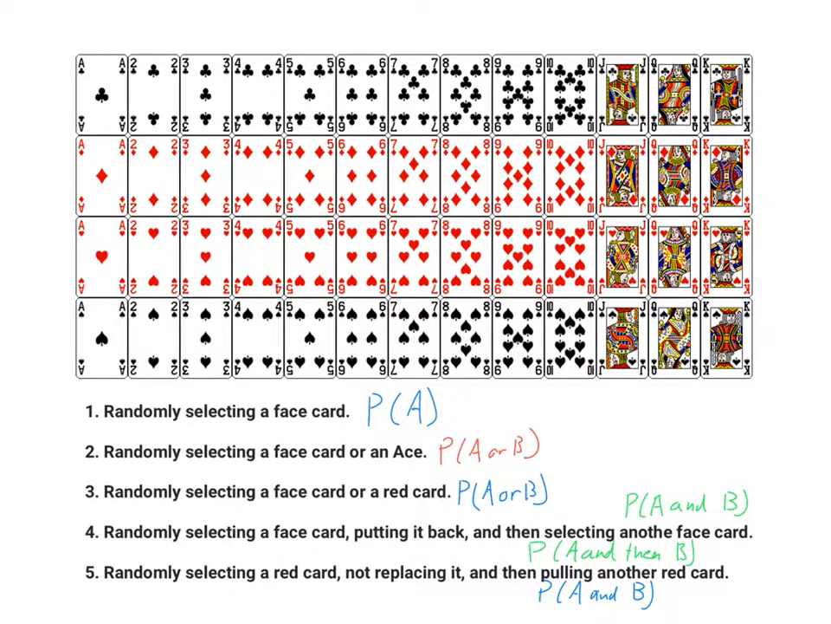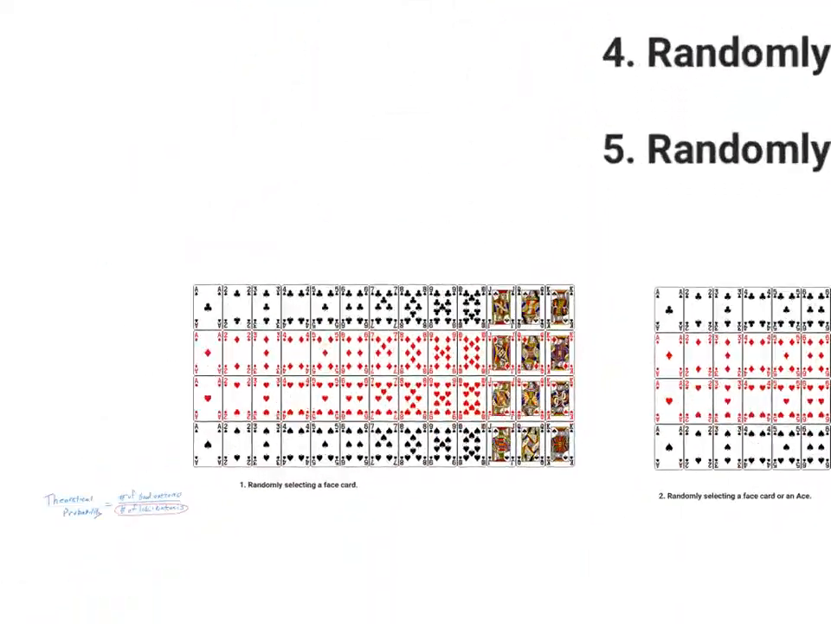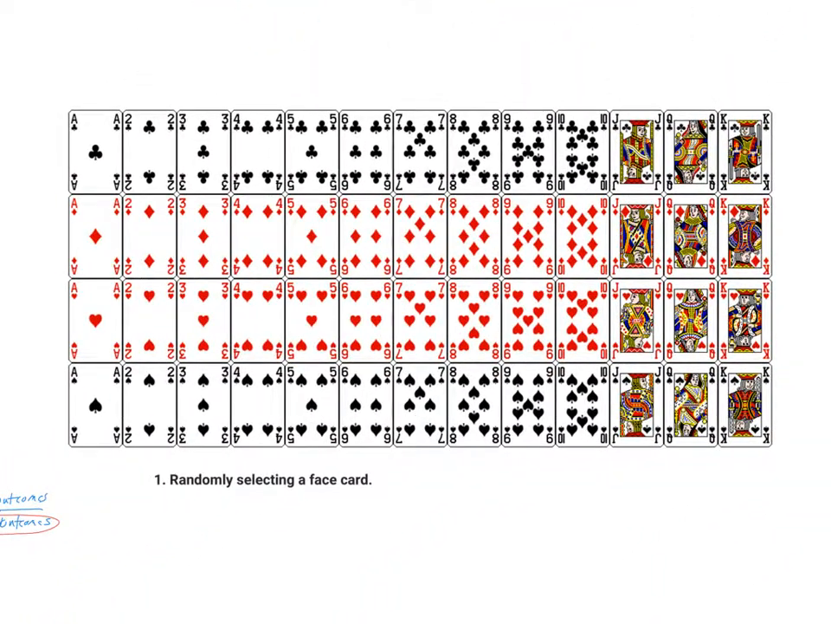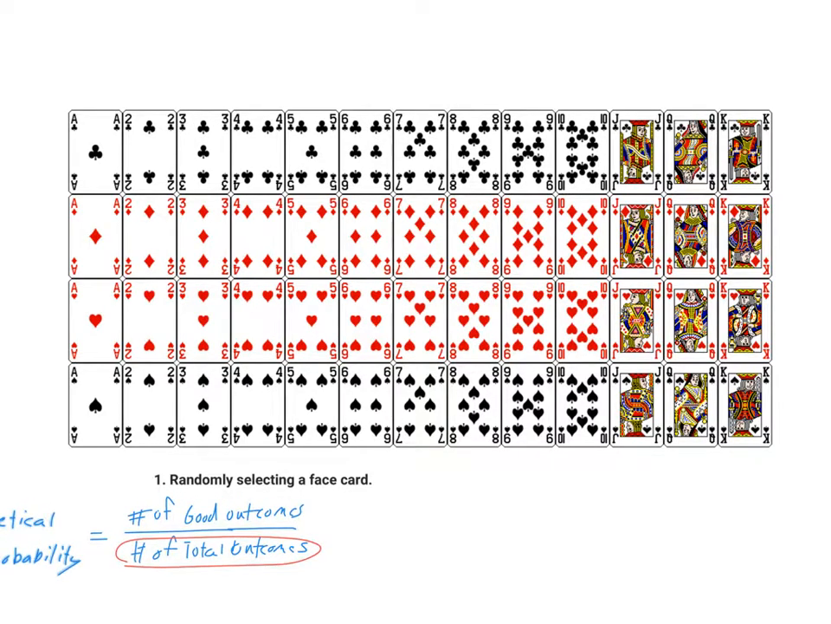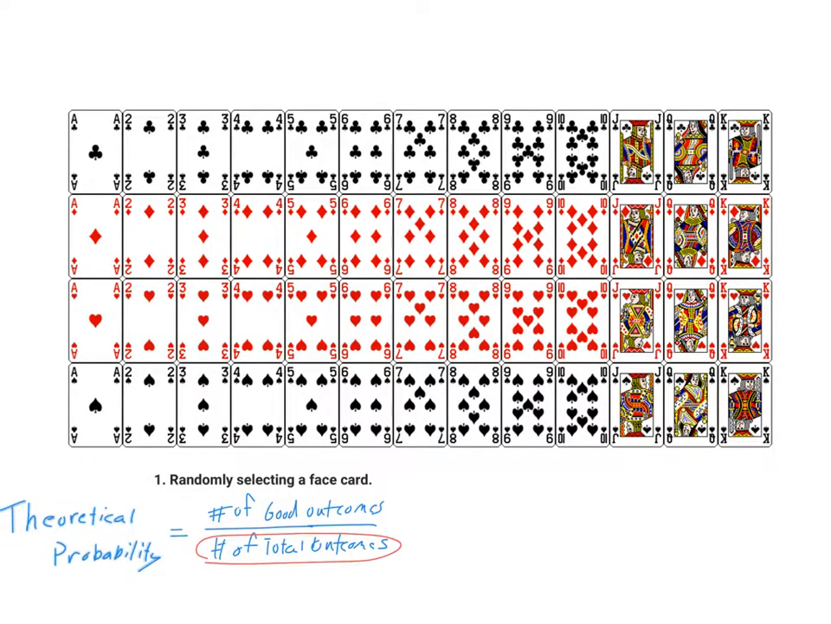So let's actually go ahead and solve this first problem. So randomly selecting a face card. Here I've got my sample space set up. And I will remind ourselves that we're talking about theoretical probability. To calculate theoretical probability, we need the ratio of all the good outcomes over the total outcomes. So what we're going to think about is all the good outcomes. Well, we have to count how many face cards there are in our sample space. And if I look at my sample space, I see that there are 3 face cards that are clubs, 3 diamonds, 3 hearts, and 3 spades.